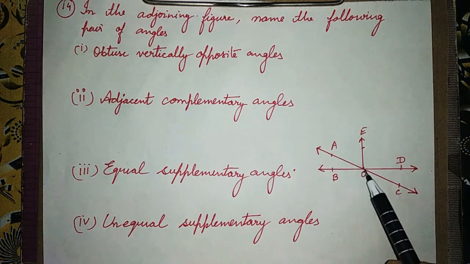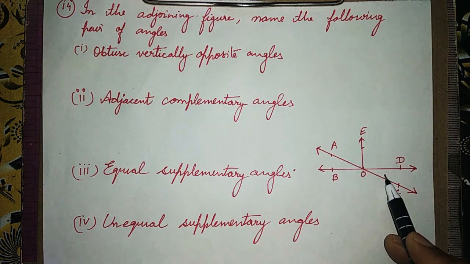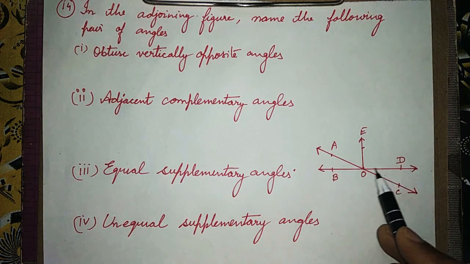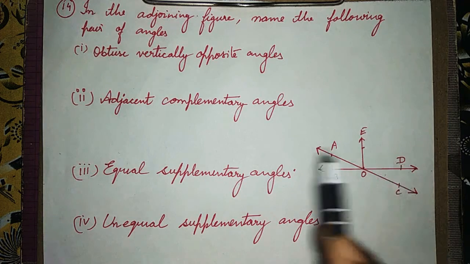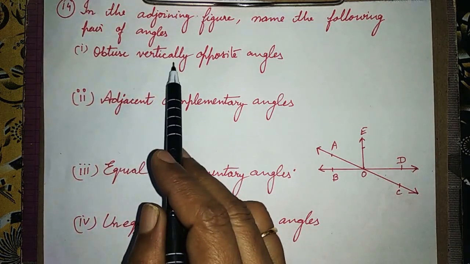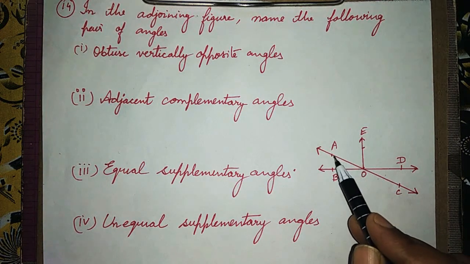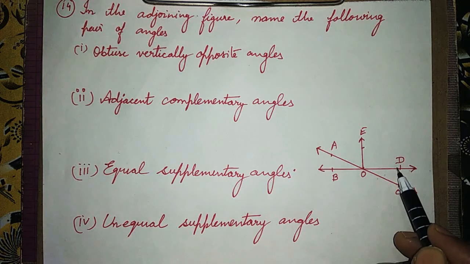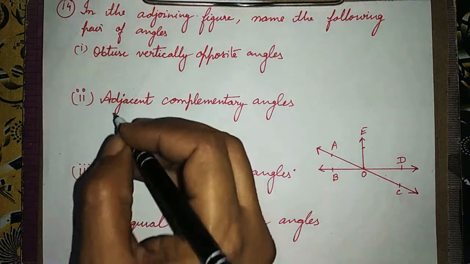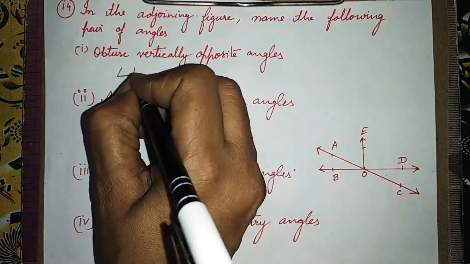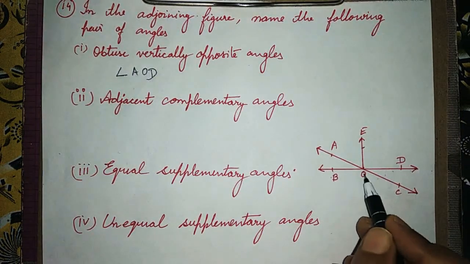Here you can see angle AOB and COD. They both are vertically opposite angles, but they are acute vertically opposite angles. But in this part we have to tell obtuse vertically opposite angles. So we will take the pair of angle AOD and angle BOC. Now we will write here angle AOD and angle BOC.